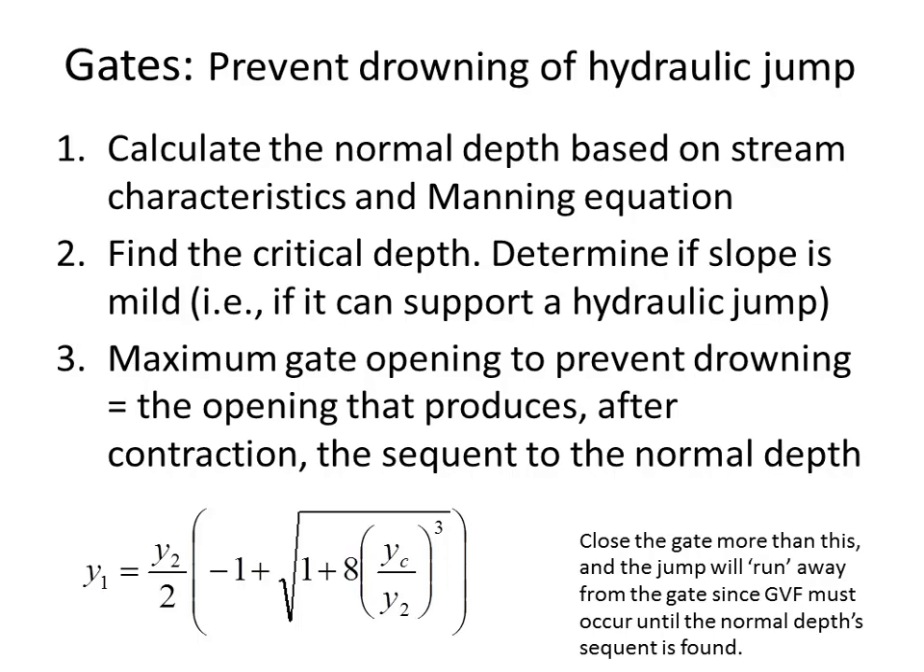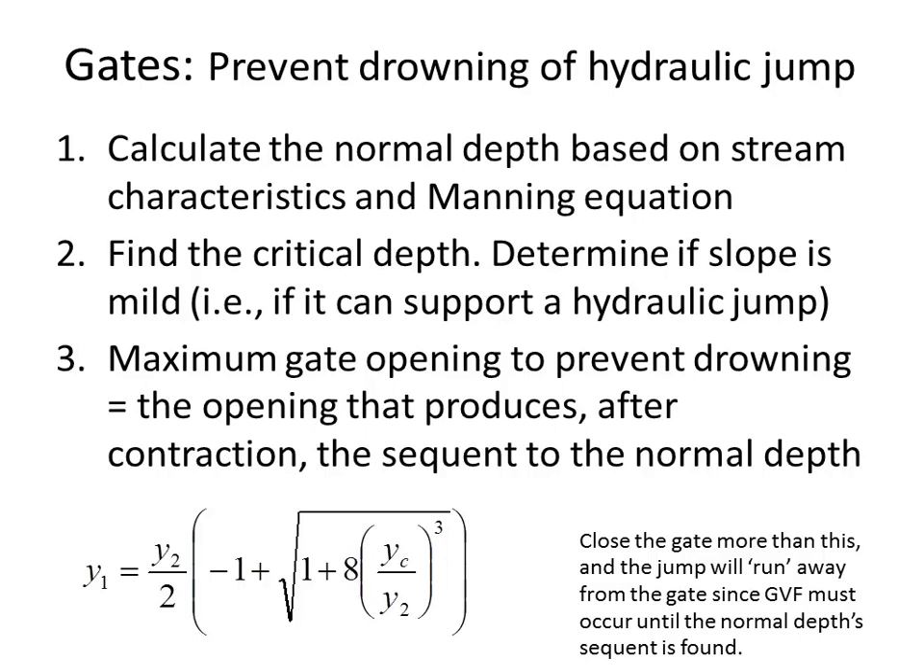And just again, if the gate is closed more than that, the velocity will be faster, and so that will cause the hydraulic jump to run away. If the gate is closed smaller, that's going to cause more backing up upstream, and so the velocity will increase. But if it's open more than that, then the jump will be drowned.